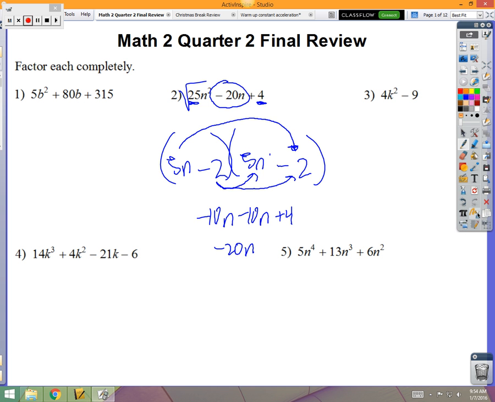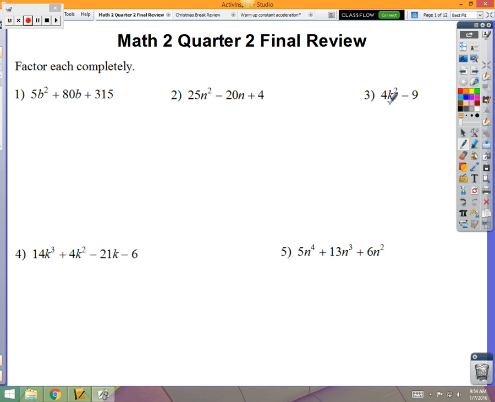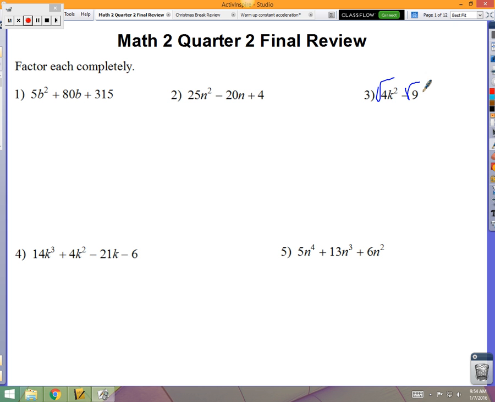Okay, number 3 is another special case. These are both perfect squares. You can do square root of both. But this one does not have a middle. And that's because the middle zeroes out. So what times gives you 4k squared is 2k and 2k. What times gives you, it's got a times to give a minus 9. So one of them is a plus 3 and the other one is a minus 3. And that's what makes it zero out.